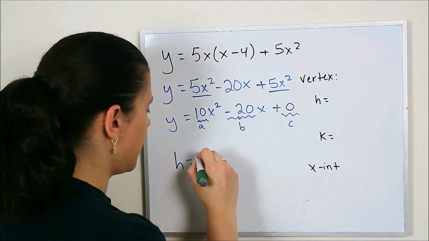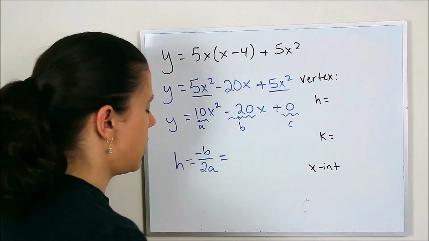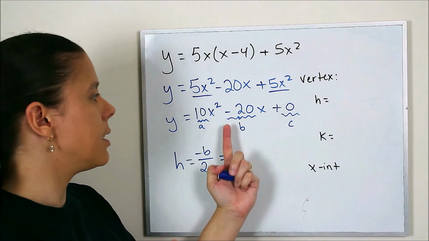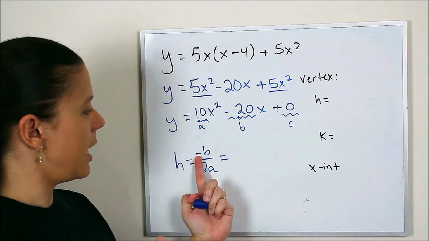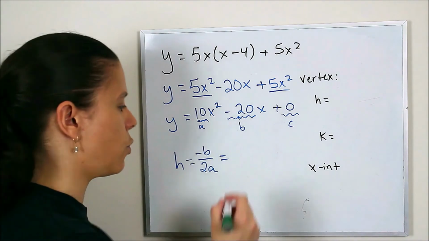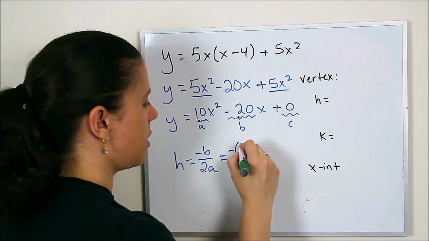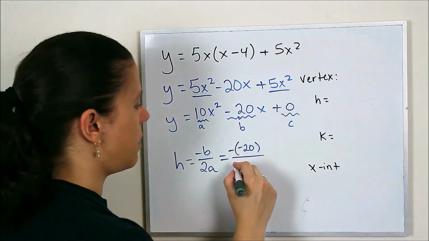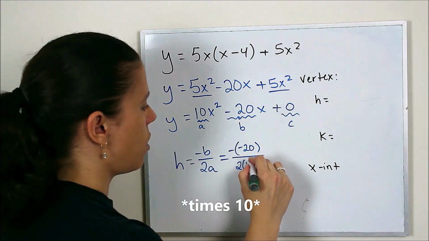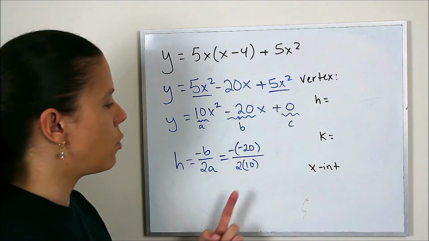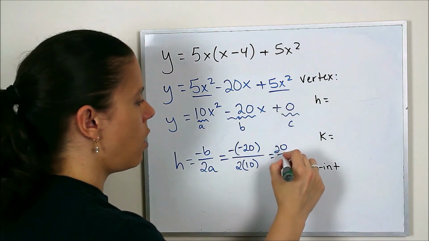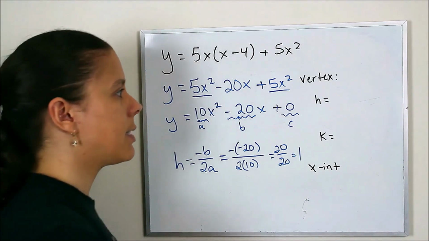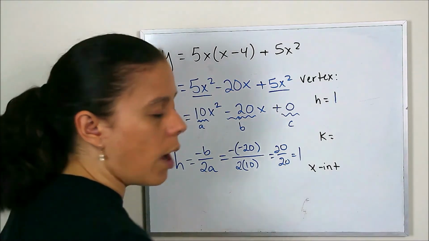So that would mean that negative b, because b is negative, is actually going to be minus negative 20, which is positive 20, right? So I'm going to write it like that anyway so you can see it, but it's actually positive 20, times 2 over 10. So that's going to be positive 20 over positive 20, and that's going to be equal to 1. That means that our h is 1.